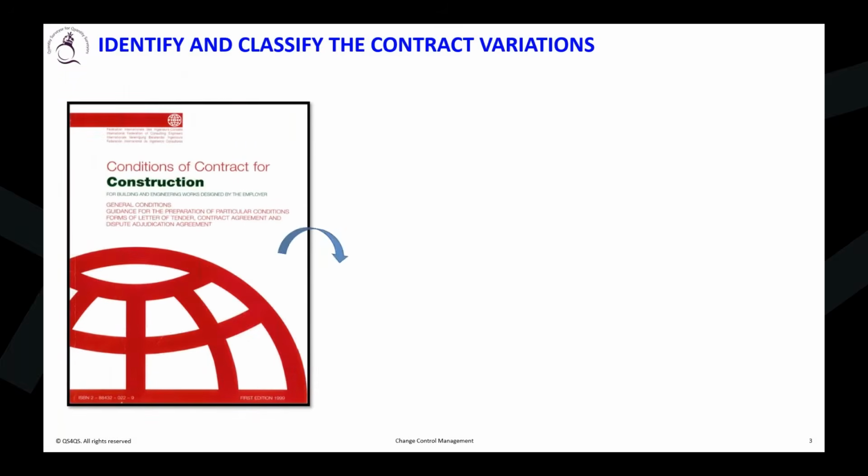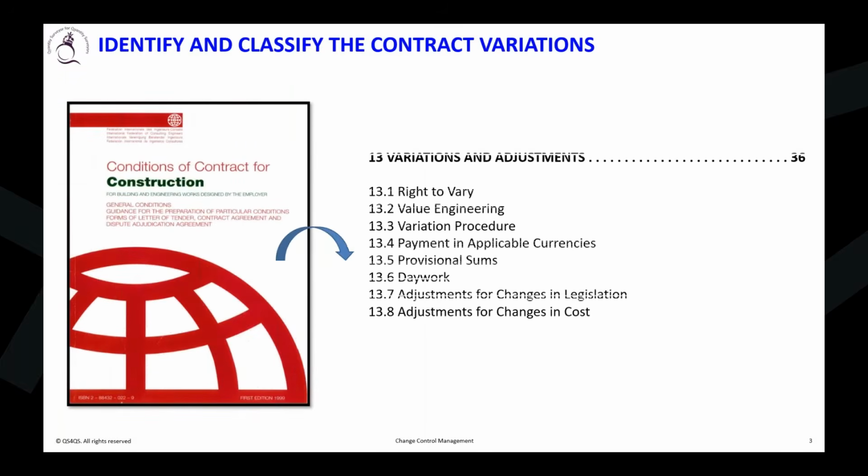Let's move on to the topic now: identify and classify the contractual variation. If you talk about this particular point, you should have an understanding of the contract. Now, when it comes to FIDIC, it has a very dedicated subclause, which is subclause 13, for variation. But this is not the only subclause connected to variation. There are so many other subclauses connected to variation, and you should know about those subclauses too.